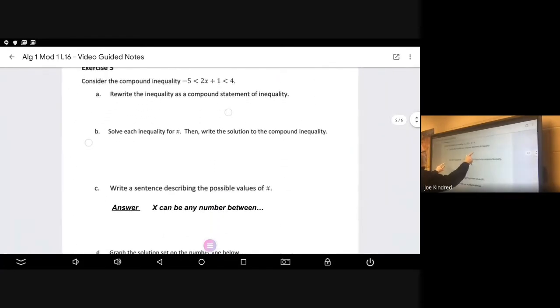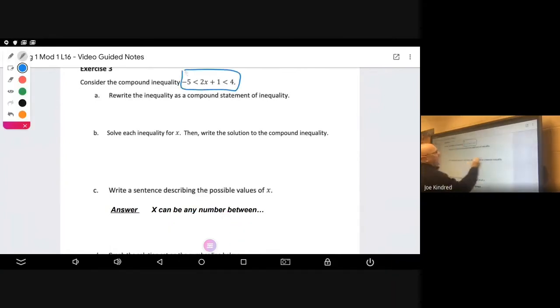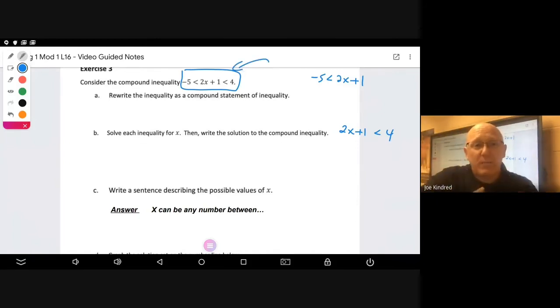So let's take a look here, and getting near the end, let's do this exercise here together. Rewrite the inequality as a compound statement of inequality. So we're going to look at this statement right here. And over here on the side, I'm going to rewrite this. I'm going to separate it. So there's one, and then I have this one. So I actually have two separate inequalities. And so I'm going to solve each one of them individually.